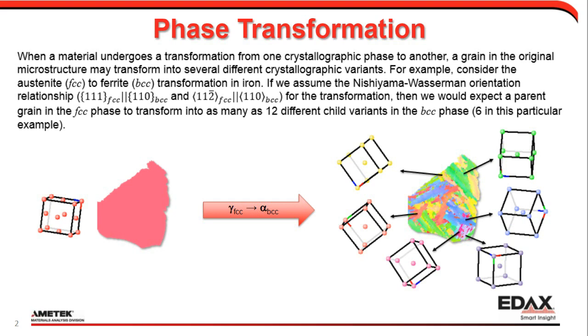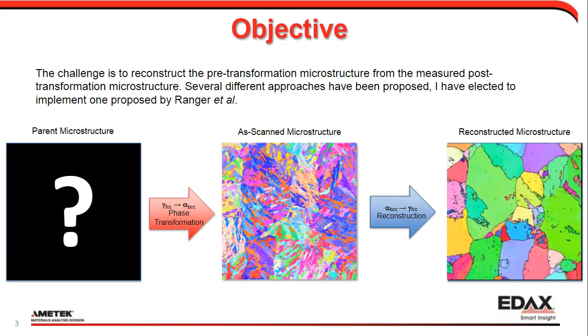So the objective we have is, often what we can see or what we receive when we polish our sample is an as-scanned microstructure that shows all the variants. And we'd like to be able to reconstruct and know what the microstructure looked like before that transformation to get at information like grain size, for example, in the parent microstructure. And so we know the orientation relationship, or we assume an orientation relationship, and then our goal is to reconstruct the microstructure.